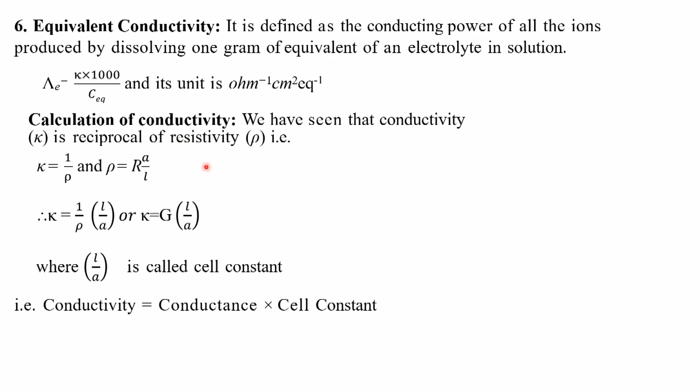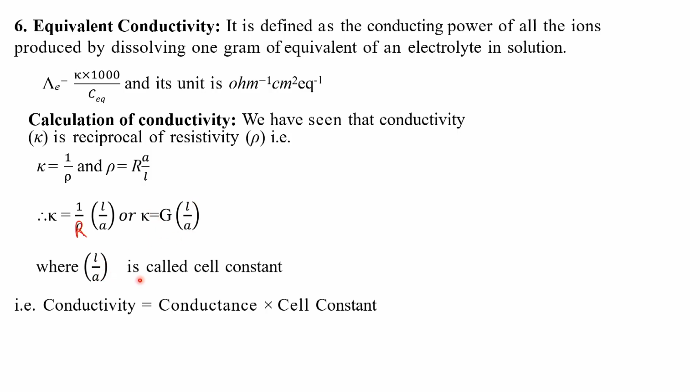So next we discuss calculation of conductivity. We have seen that conductivity kappa is the reciprocal of resistivity rho. So kappa is 1 by rho, and rho we already know is R times A by L. So if we substitute the value of rho in this expression, we get 1 by R times L by A. Now 1 by R is nothing but G, that we already discussed. So kappa is G times L by A.